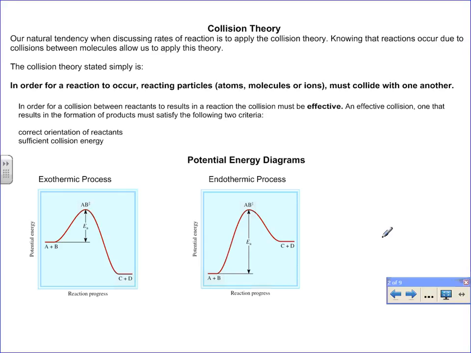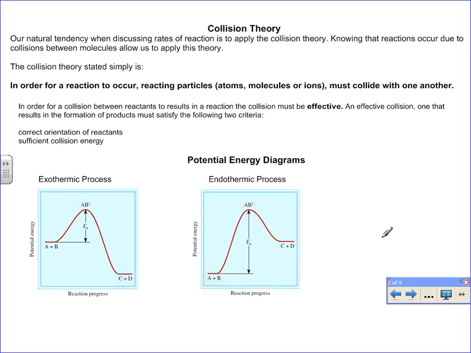Looking further into this, we need to consider the fact that the collisions between the molecules actually need to be effective in order for the reaction to occur. So let's consider 2 scenarios. Let's consider changing the concentration of reactant molecules. If we change the concentration of reactant molecules by placing more of one reactant into the system, that naturally is going to increase the rate of the reaction if we use the collision theory, because we're going to increase the chances of collisions that we have.